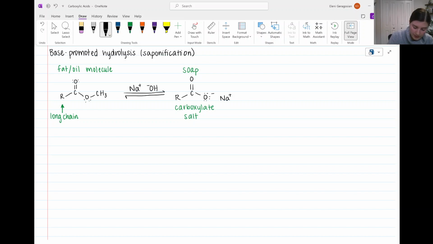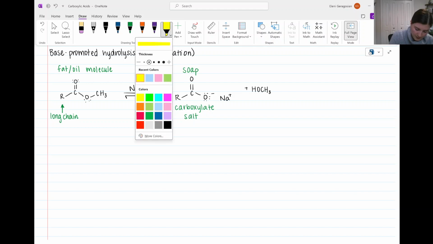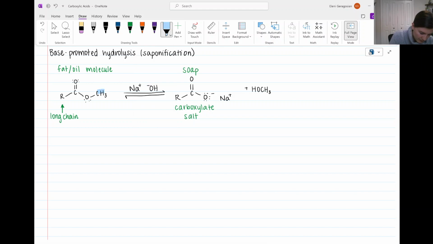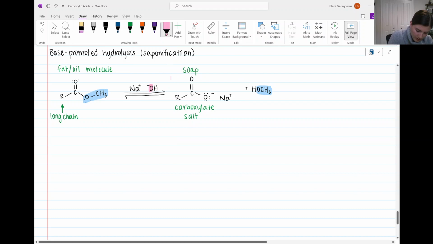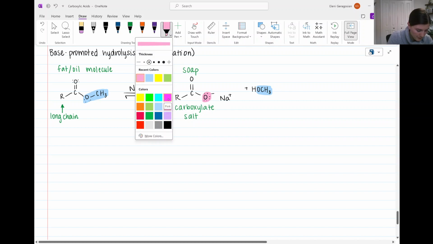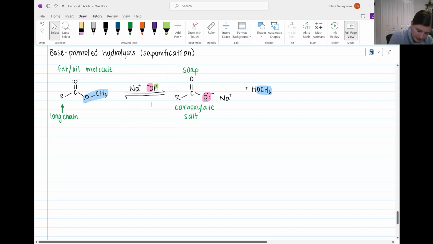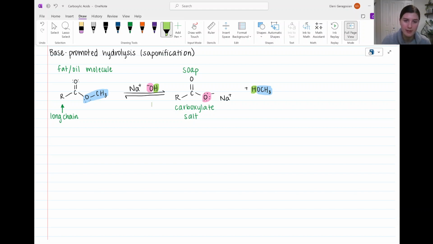The byproduct is methanol, so the carbon chain that was part of the ester. Let's do some highlighting here. This OCH3 is now present in the alcohol byproduct, and the oxygen from the OH group is present in the molecule, this O-. And then we'll use green. This hydrogen from the OH is part of that alcohol as well. And then everything else was that original fat or oil molecule.